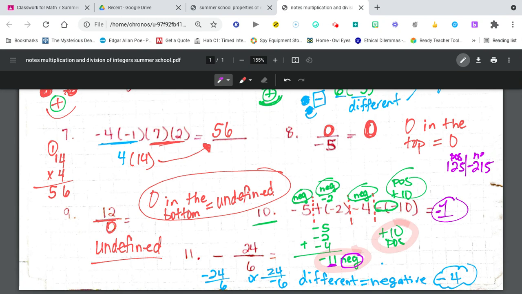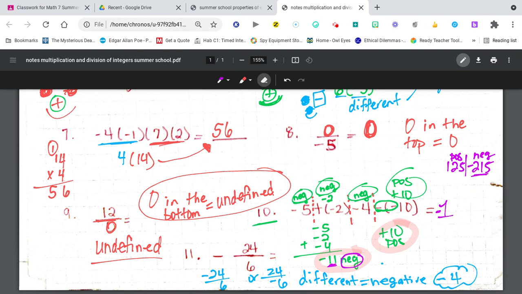So if you have something like 125 minus 215, that's positive. That is negative. I'm kind of going back to addition and subtraction. I failed to go over this yesterday. They are different. You would have to subtract, but you got to put the biggest one on the top. So 215 goes on the top, guys. Not 125.